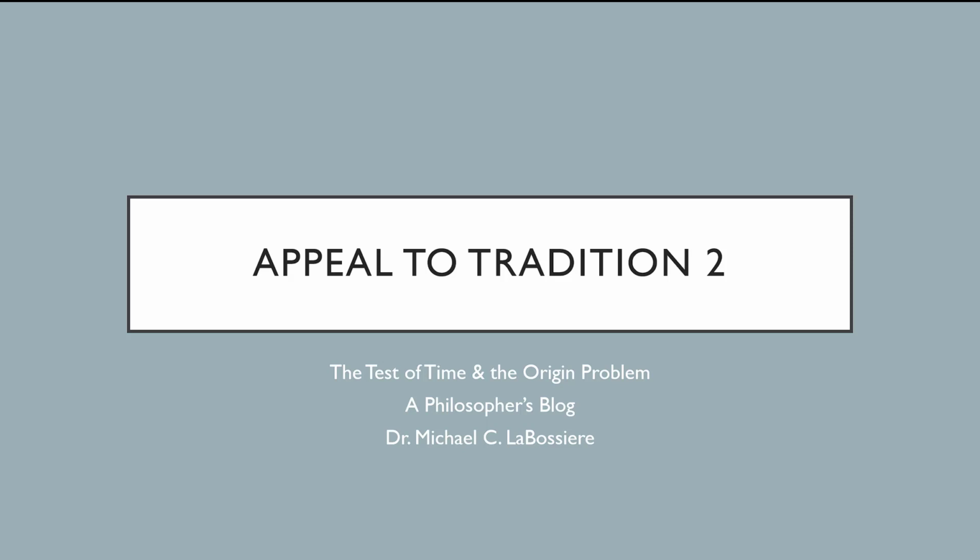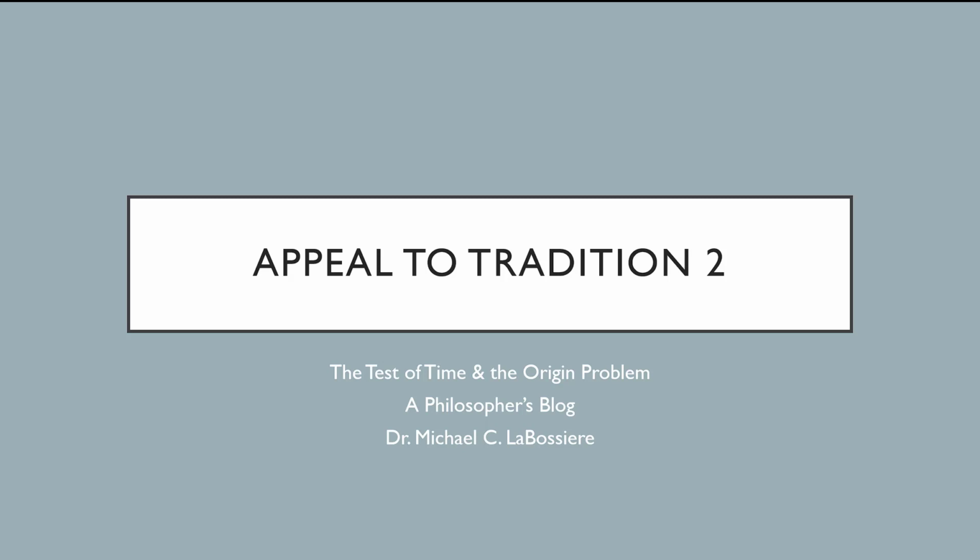In the previous video, we looked at the family of fallacies in which the appeal to tradition resides. In this video, we'll take a look at the test of time and the origin problem. As noted in that previous video, the gist of the appeal to tradition is that it involves fallaciously inferring that something is correct or true simply because it's tradition, while concluding that something is correct or true merely because it has been done or believed a long time is an obvious error.